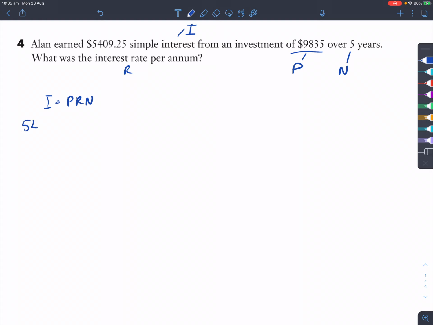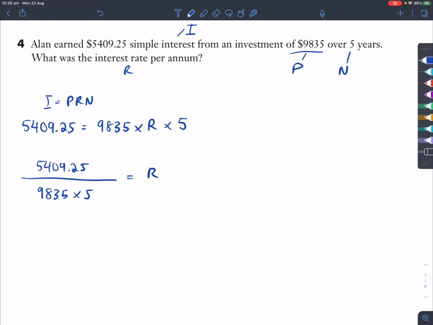So $5,409.25. The principal, or the amount we put in the bank, was 9835 times R, which we don't know, and N is 5 years. So again, dividing both sides by this and this, you know that this will cancel out of this side. If you move that to the other side, you'll get 5409.25, and the 9835 and the 5 here will go underneath the other side, since we're dividing it over. Like that, again, like how I did last time.